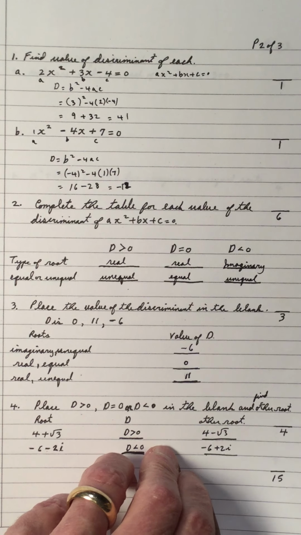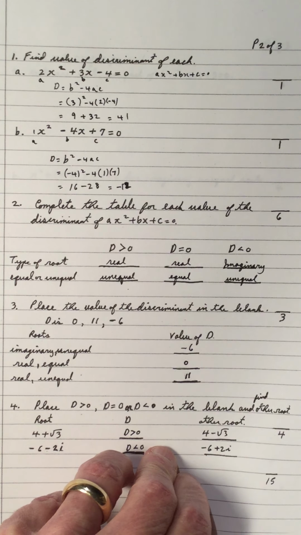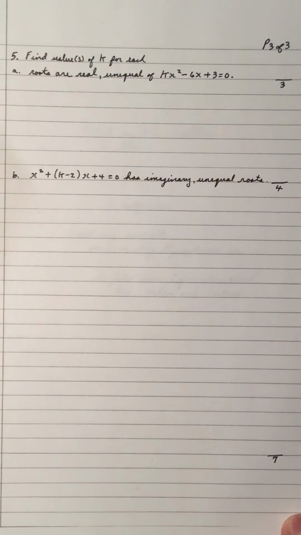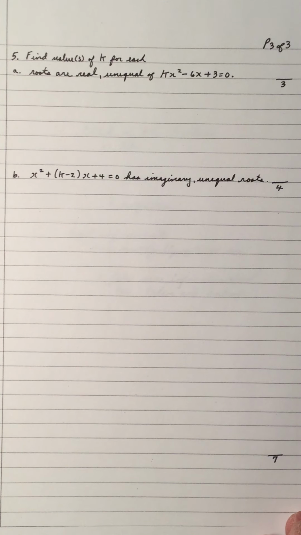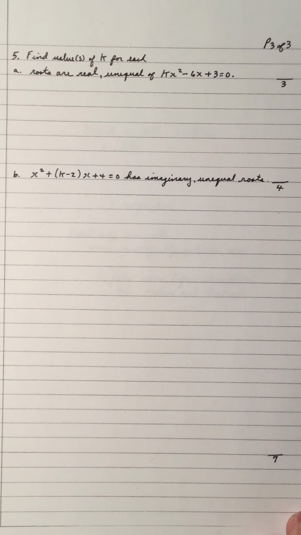And hopefully you got 15 out of 15 and you know what you're doing. You have to know the purpose of the discriminant. It's in the quadratic formula, and what's underneath the root decides what type of root you're going to have.